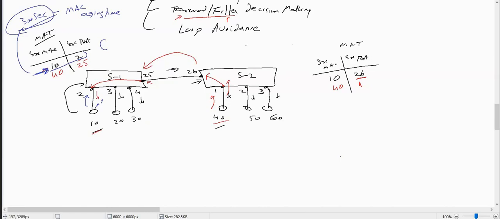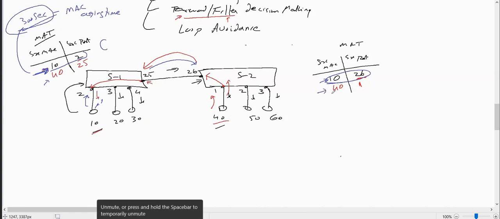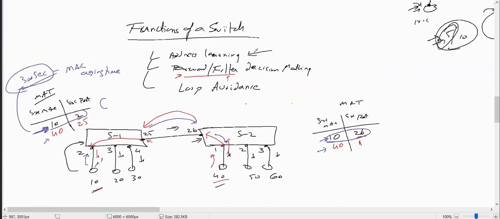So I learn it once again, and again I look for the destination MAC, and it is still there. So I will send it directly to port 25. I will learn this MAC address once again, and then I will look into the destination MAC. It's still there. So I will directly send it from here to this port. This is what happens with address learning and forward and filter decision making.